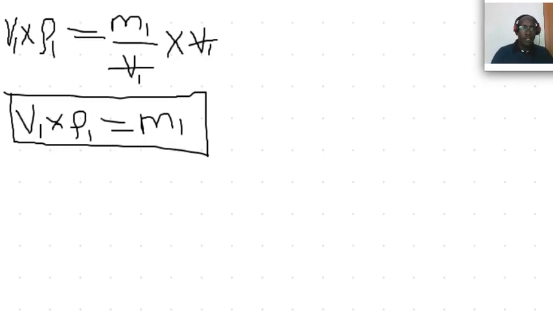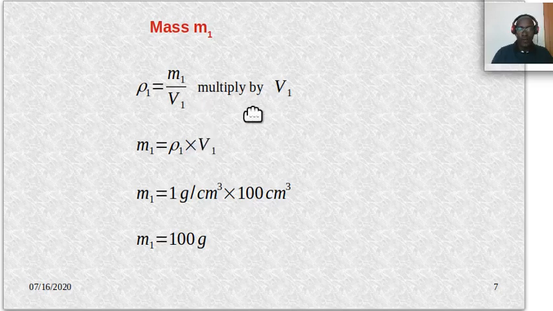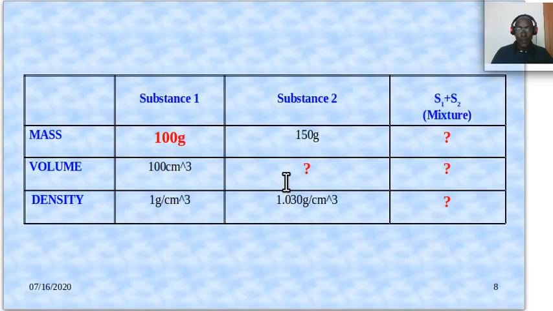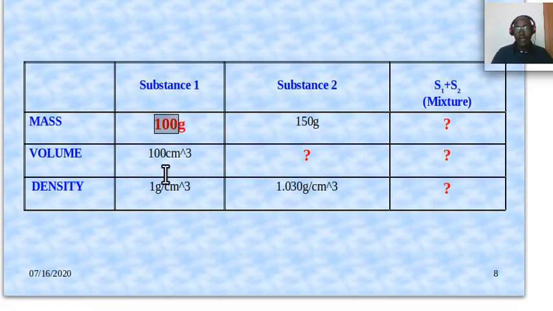So in this case here, if we multiply by V1, you see that that will give us mass 1 is equal to rho 1 times V1, and we are given this one. So we simply substitute the values. We are going to get M1 as 100. So back to our table, we put the value 100 in the right place.